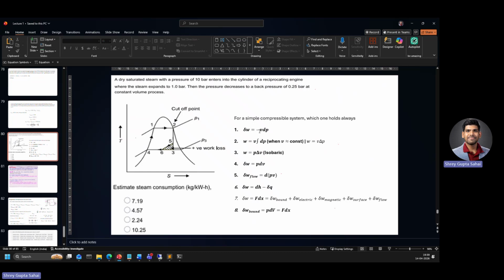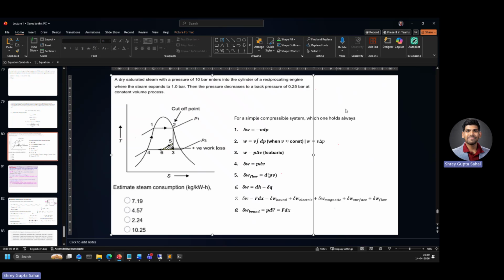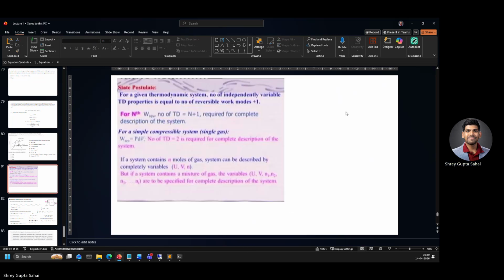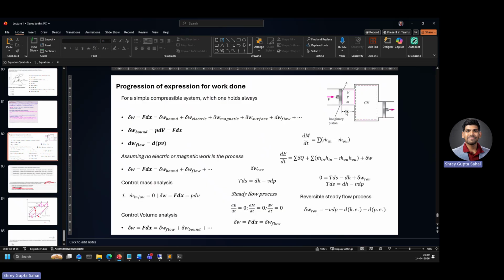Again, this is a confusing thing which we discussed last time. What is the work done in a closed system? Is it V dP? Is it P dV? What is it? That is also important. We discussed that part, and then we discussed a few more questions.